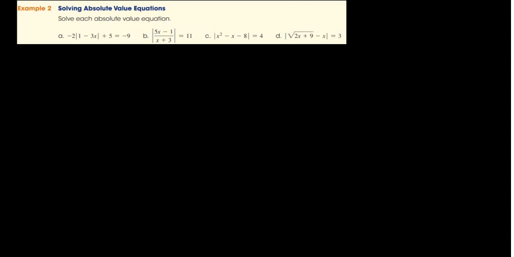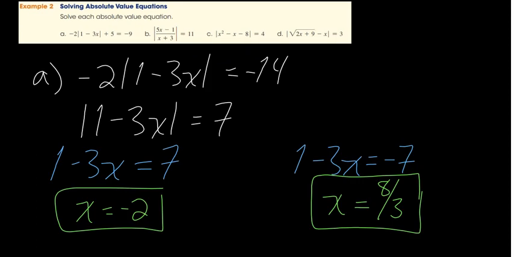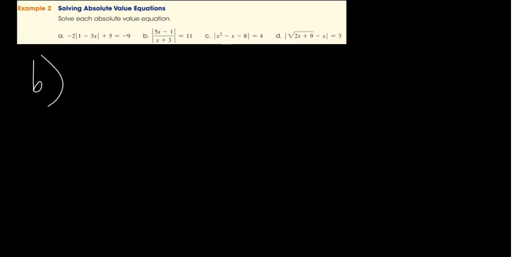Next up, we have B. Lucky for us, we don't have to do any computation to start this out, do we? Because the absolute value symbol is already isolated, right? So instead, what we can do is rewrite this into two separate equations, right?